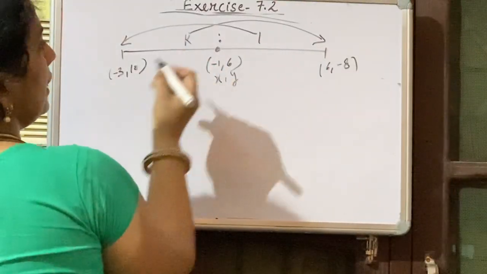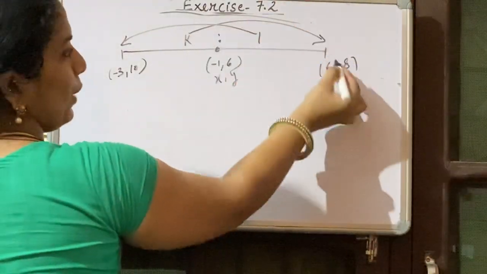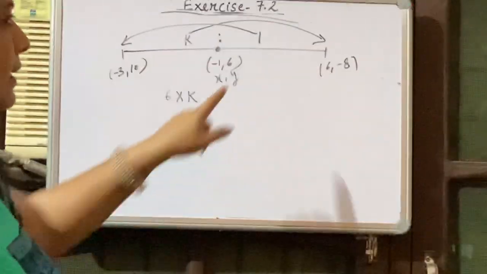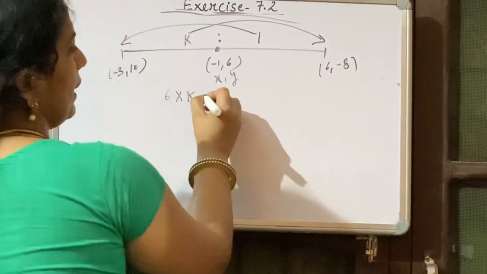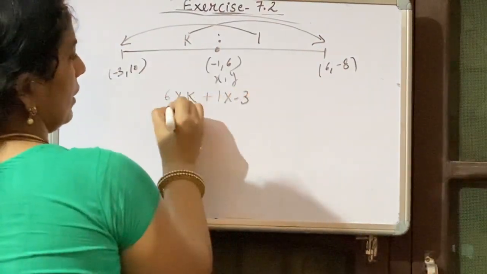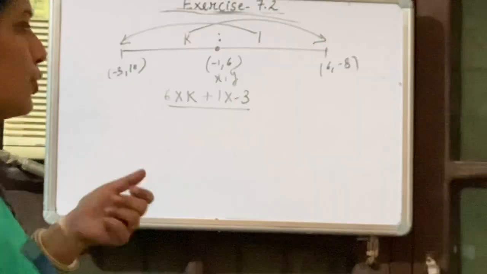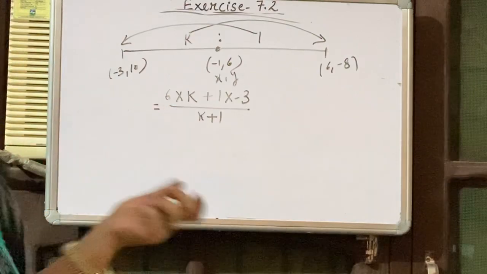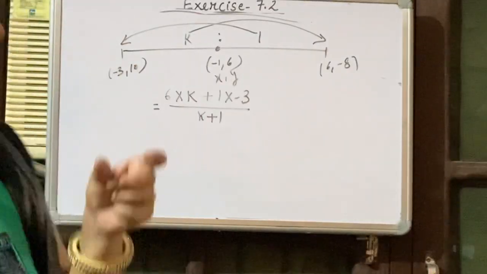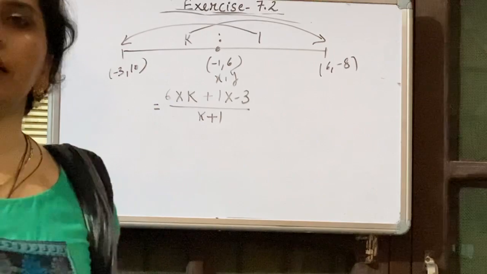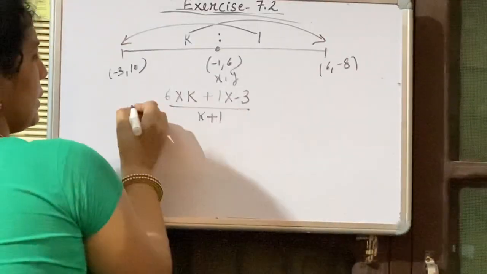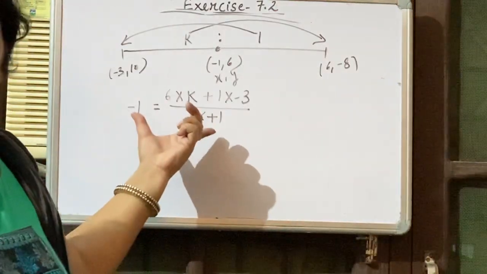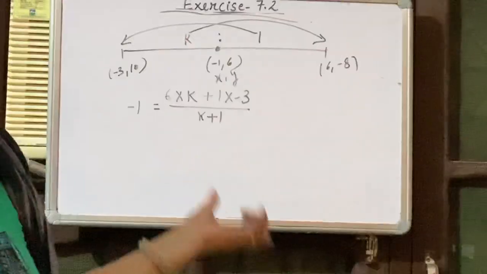So we can say if we find out the value of the first coordinate, that will be equal to 6 multiply k, plus 1 multiply -3, divided by the sum of the ratio, that is k plus 1. But this is equal to the first coordinate, and that is given as -1. So we can write this expression is equal to -1. After solving this equation, we will find out the value of k.